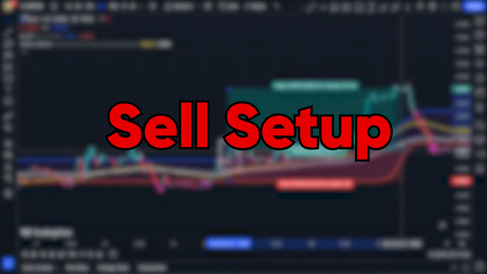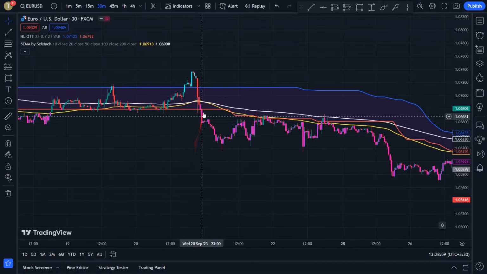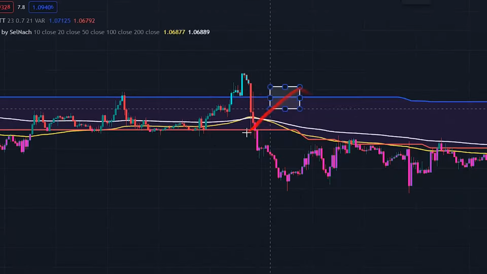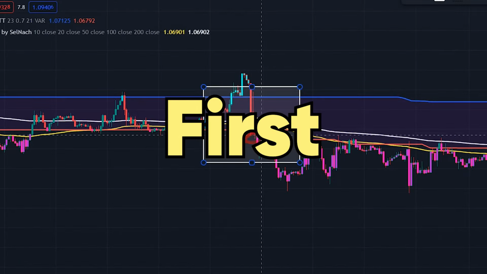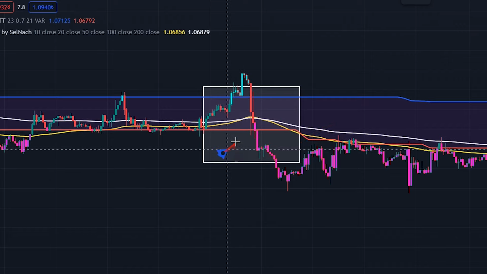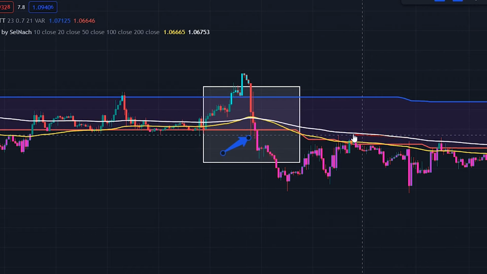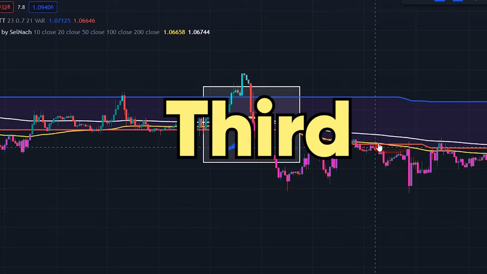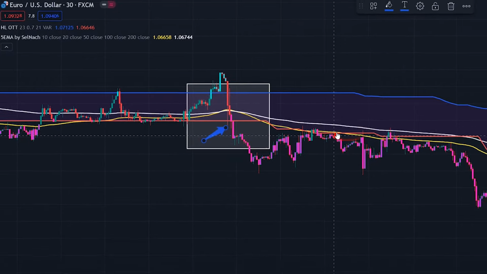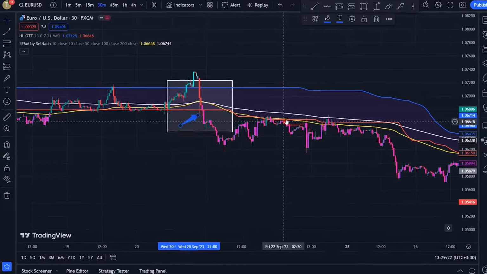Sell setup. For sell trades, we have three conditions as well. First, wait for a downtrend breakout. Second, make sure that the 100 EMA is below 200 EMA and show us a downtrend. Third, make sure that the price candles are below both EMA lines.